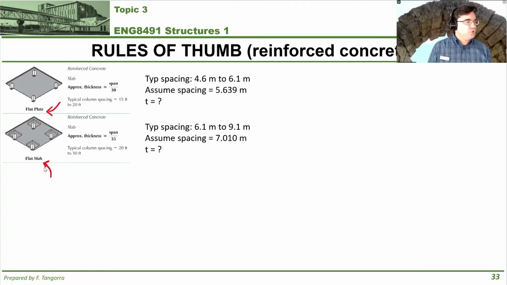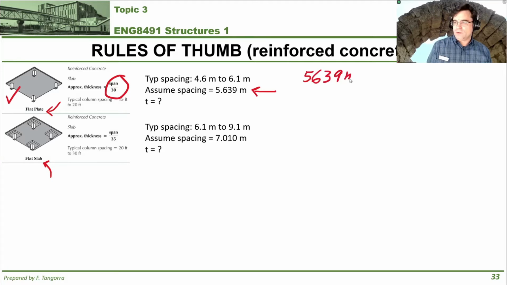We're going to start with flat plates first. If we assume that the spacing between columns, so that's the grid line spacing, if you will, is 5.639 meters, then the rule of thumb says that you have to divide that span by 30. That's what the span is referred to in this case. It's the distance between columns. Typically the clear distance, but in this case it works. So I'm going to do everything in millimeters because it's more convenient for me.